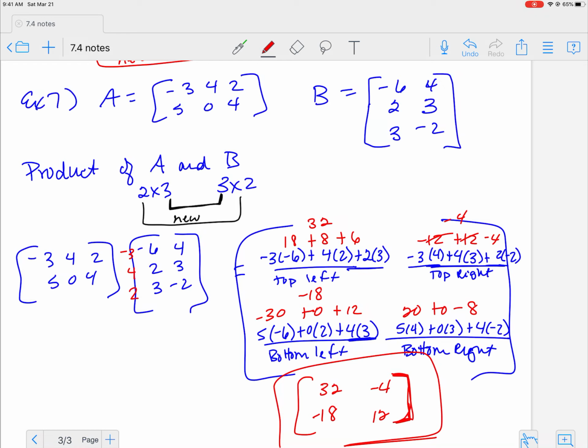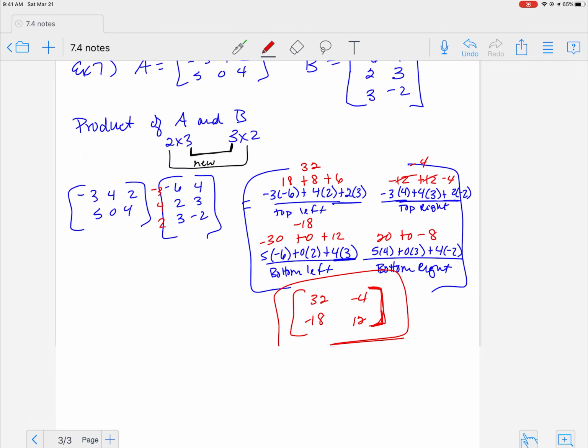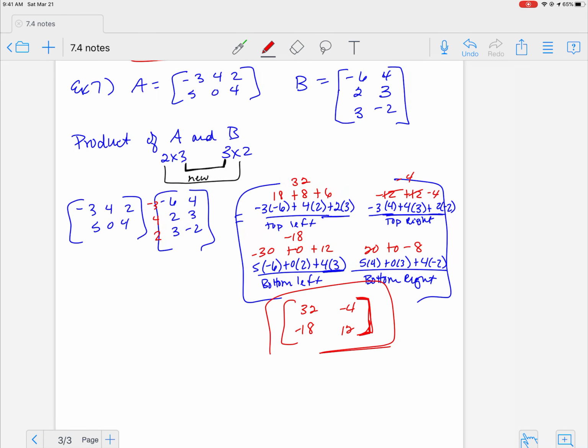All right. That's it. Our answer is a 2 by 2. And then it works out that we have that. All right. Okay. If they don't match up, then you can't do it. And the other thing that I want to point out is this is not commutative. So if you have the product of A times B, that is not the same as the product of B times A, right? So let's look at this.